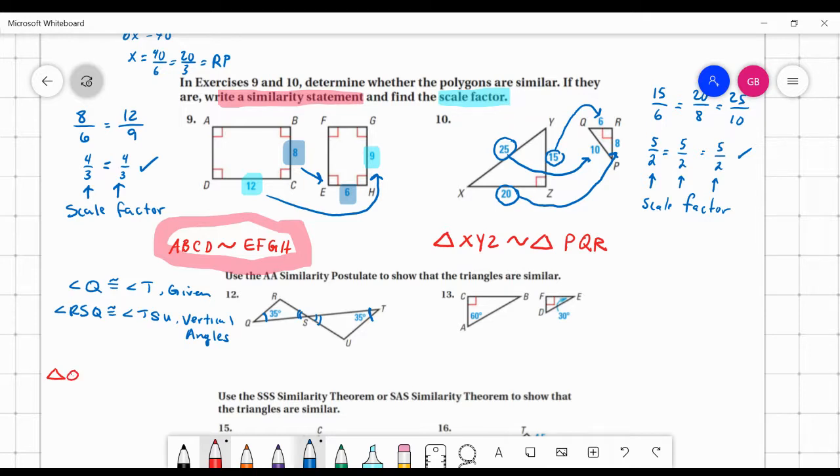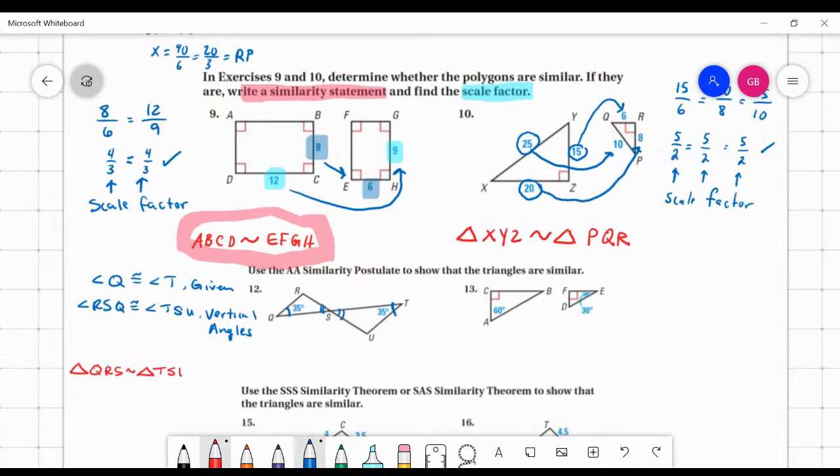Triangle QRS is similar to triangle TSU because of the angle-angle similarity postulate. Okay.